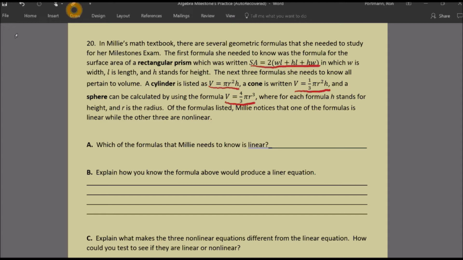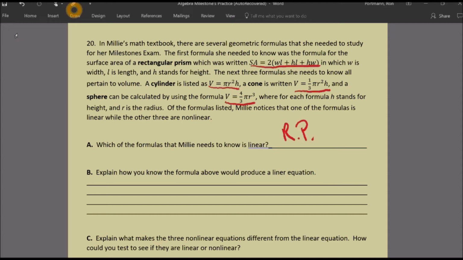What this means is that three of the formulas, if you were to graph them with consistent numbers, like if you put a 1 in, you put a 2 in, and then you put a 3 in, it would not be going in a straight line. The one that would be going in a straight line if you went consistently with your integers would be the surface area of the rectangular prism. I'm just shortening it because I like those initials.